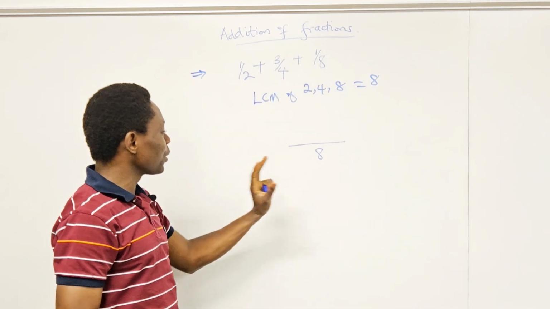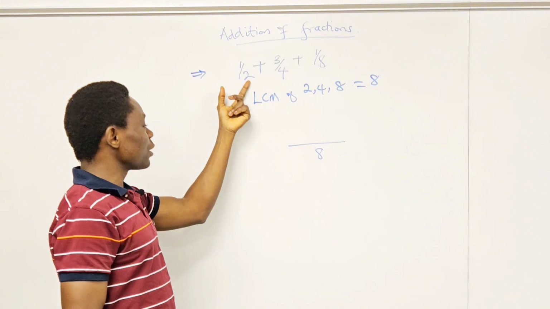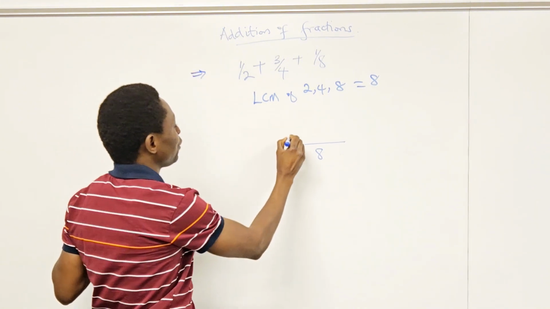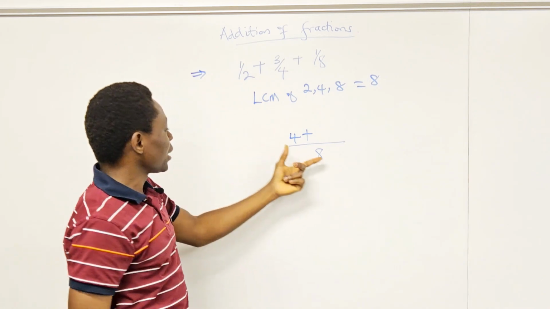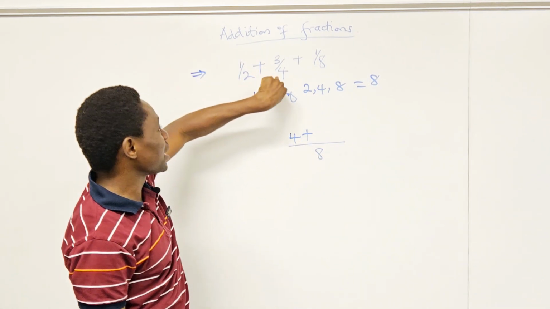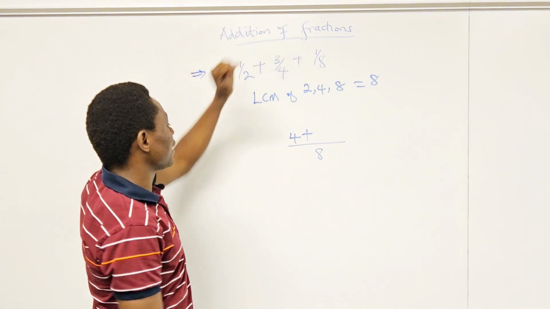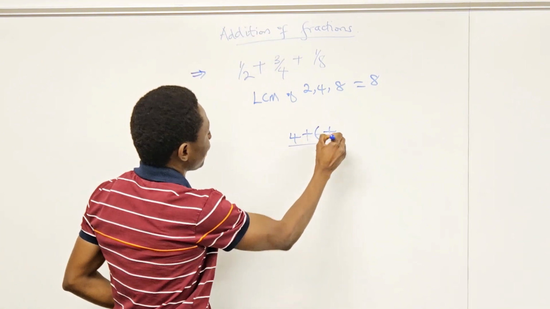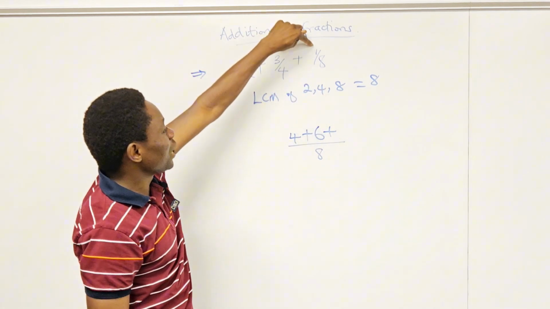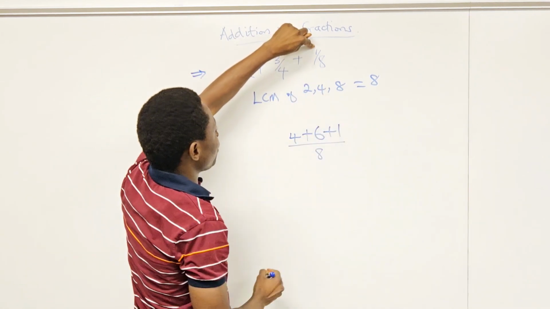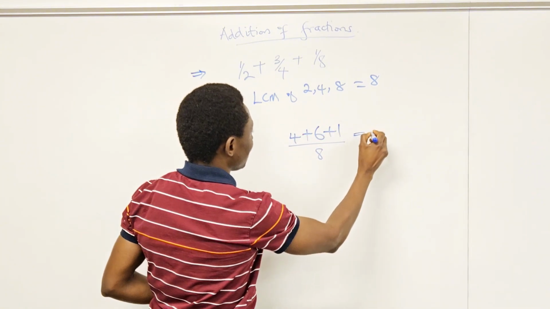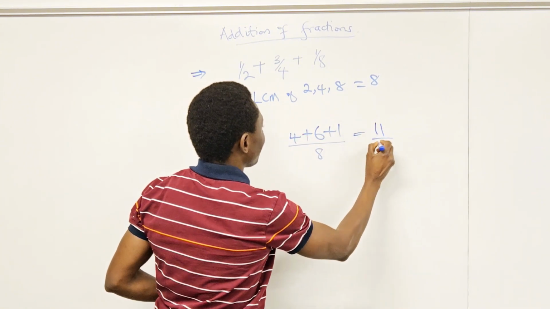So now 8 divided by the denominator here, 2, is 4, and 4 times 1 is 4, plus 8 divided by 4, which is 2, times 3, that gives us 6, plus 8 divided by 8, it's 1, times 1, which is still 1. So this gives you 4, 6, and 1. Add them together, gives you 11 over 8.